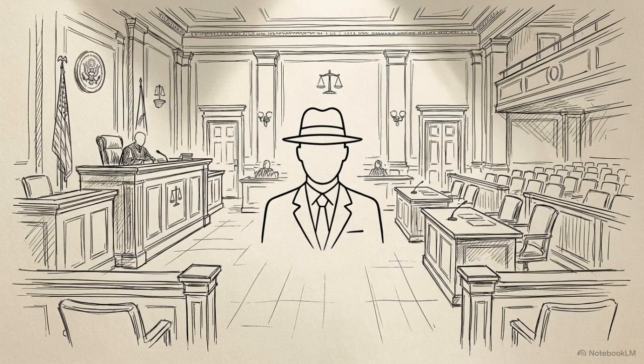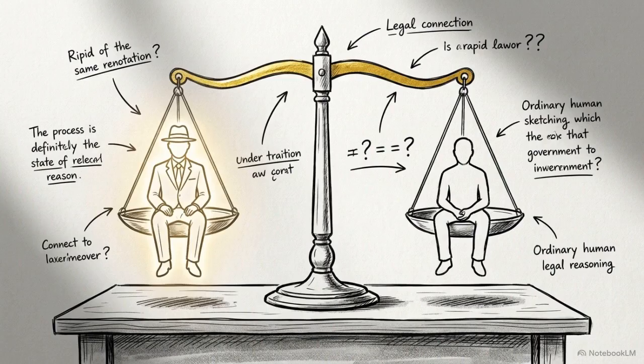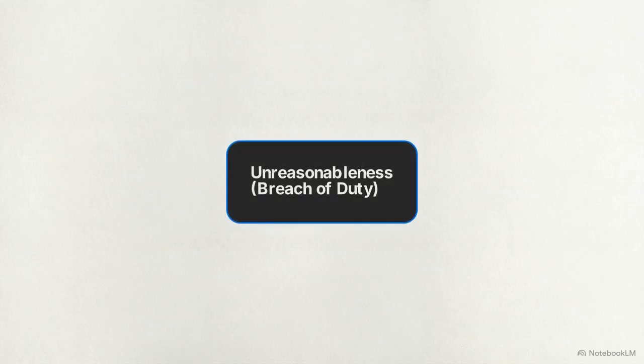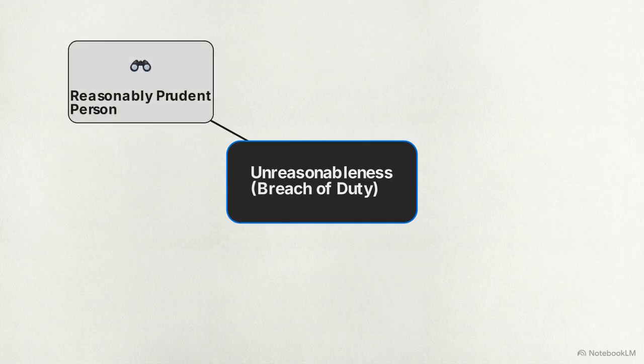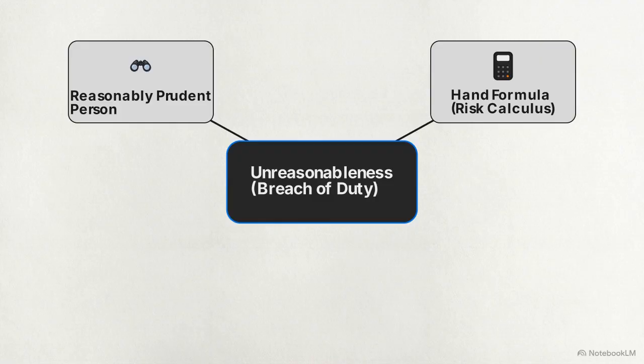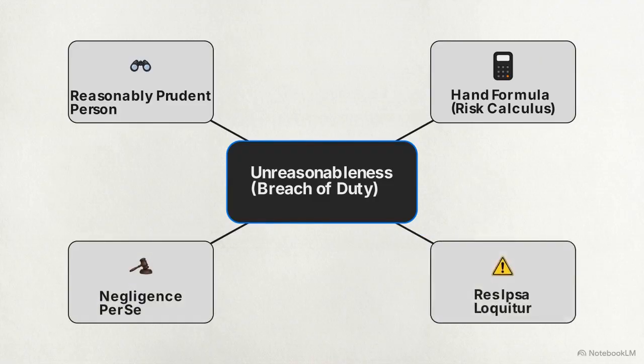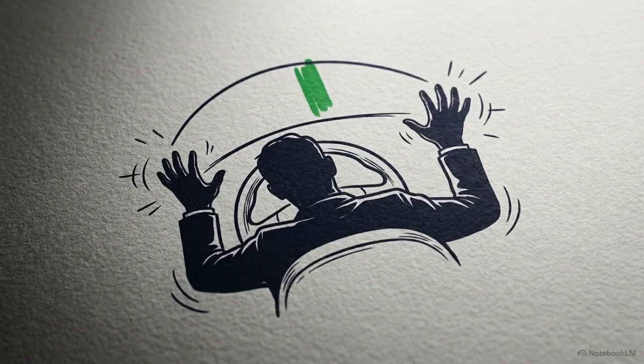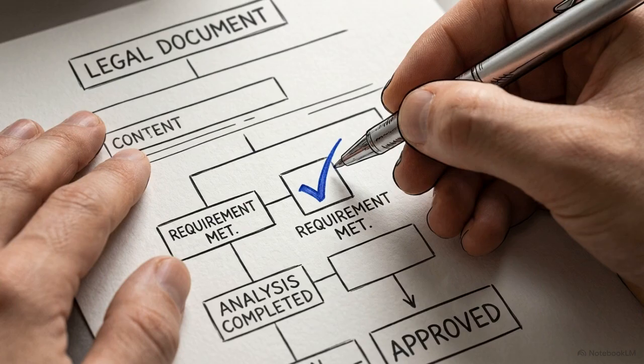To maintain this objectivity, the legal system employs a hypothetical construct, the reasonably prudent person. A defendant's actions are weighed against how this ordinary, careful individual would have navigated the situation. This conceptual knot shows the 4 frameworks used to define unreasonableness: the reasonably prudent person standard driven by foreseeability, the Hand formula for risk calculus, negligence per se, and res ipsa loquitur. These rigid analytical structures transform the amorphous concept of human error into a testable, quantifiable metric for the courts.